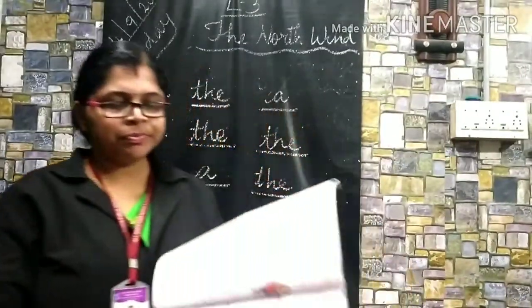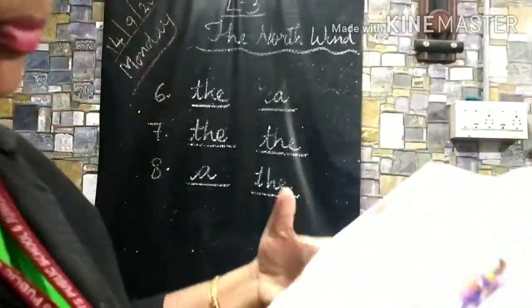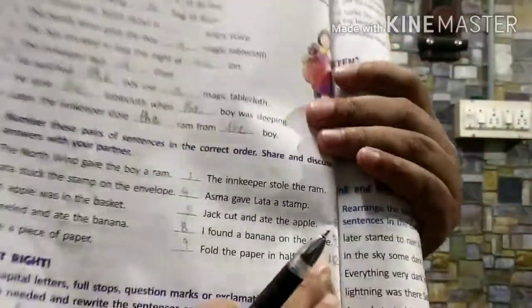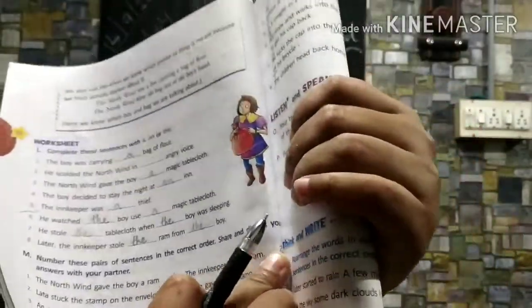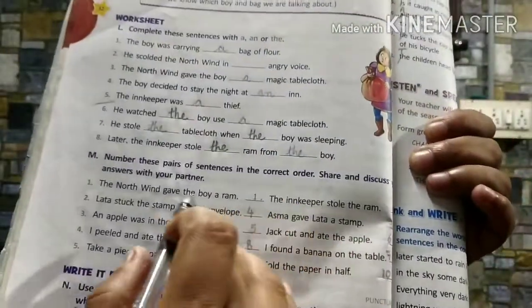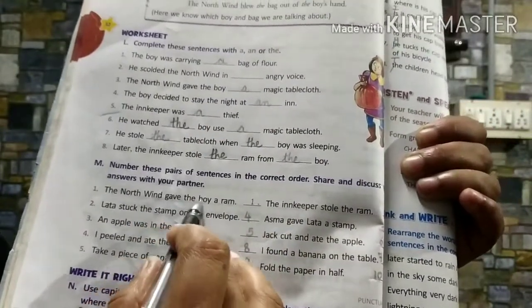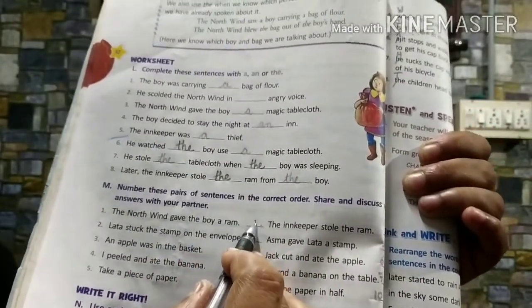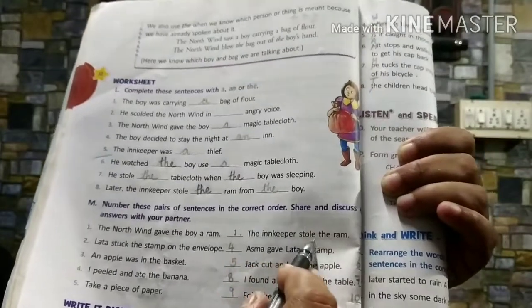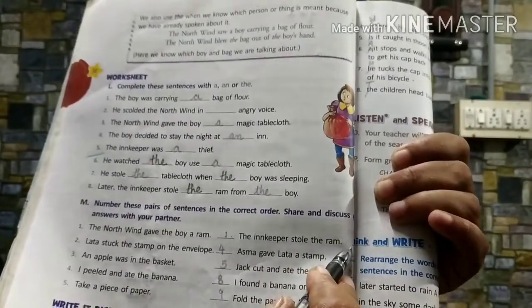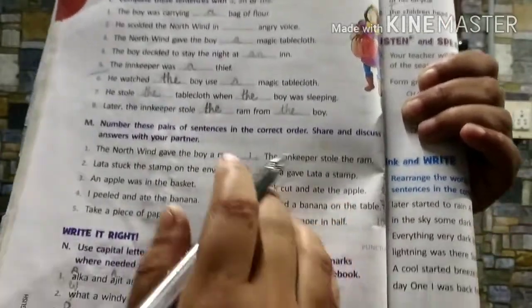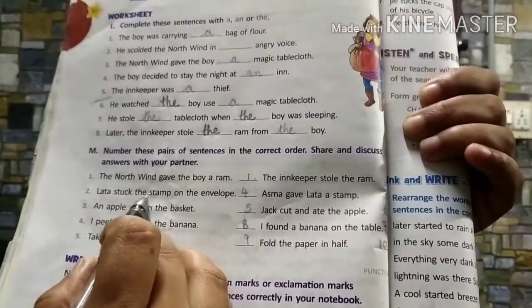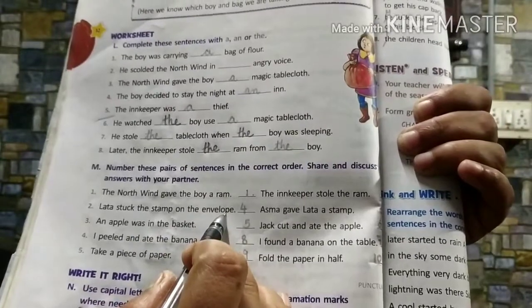Now, look here. Can you see, children? First and second are given. The north wind gave the boy a ram. Then what happened? This is first sentence. Then the innkeeper stole the ram. This is second.